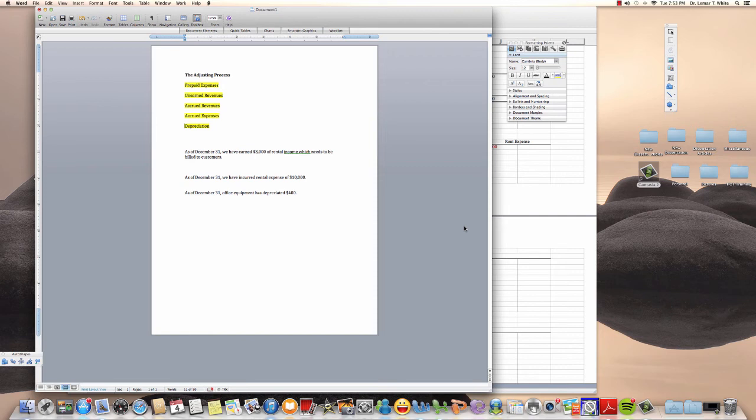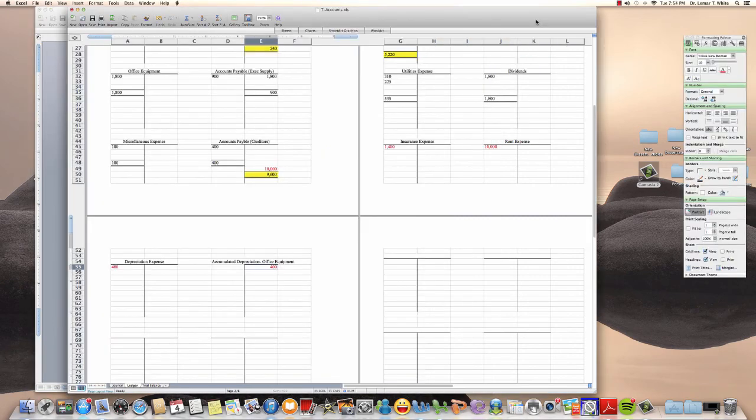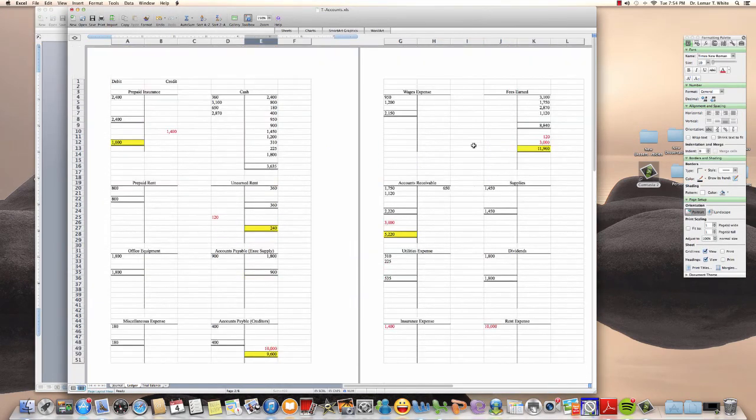Now this chapter doesn't go into this, but I want to also do this. You will look at this in chapter 4, and if you're not using the Warren Reeve and Duchak book, you'll hear me talk about it in the next lecture, which is lecture 4. Okay? But as you see here, we have some new balances in our accounts. Some of our accounts have changed. So let's go through and make sure all of them have balance. So I have a balance in my prepaid insurance account, my cash, my prepaid rent, my unearned rent, my office equipment. So all these accounts are balanced.